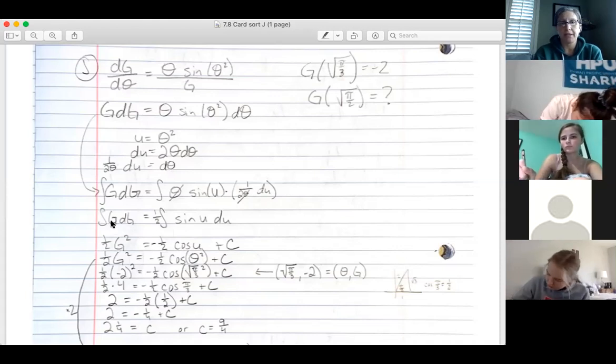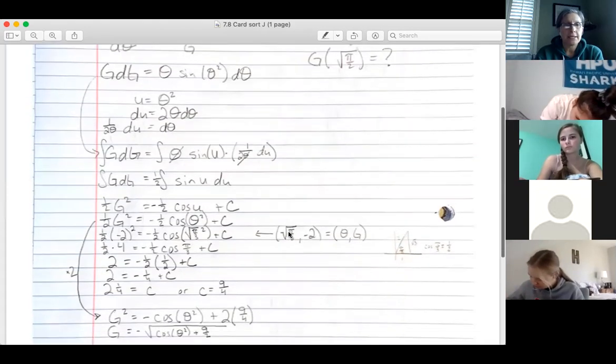And then on the left side, the antiderivative of g would be the g squared times the reciprocal of that new exponent. And then you do the plus c on just the one side. So far, so good? Okay.